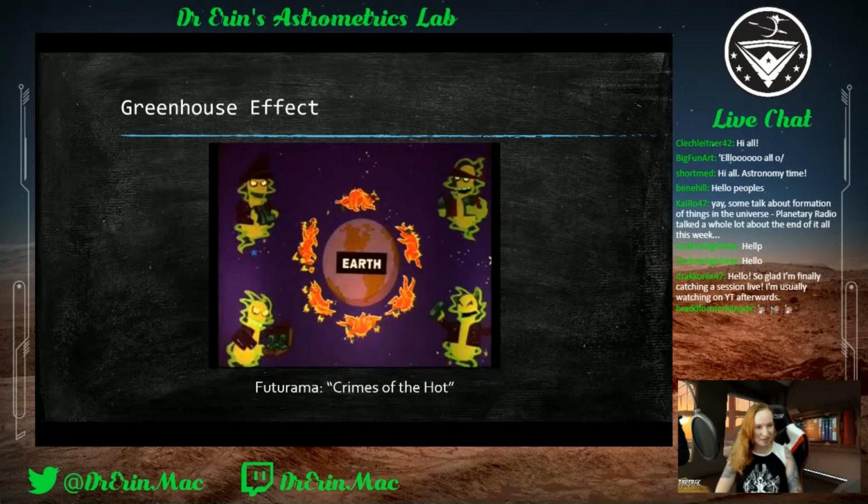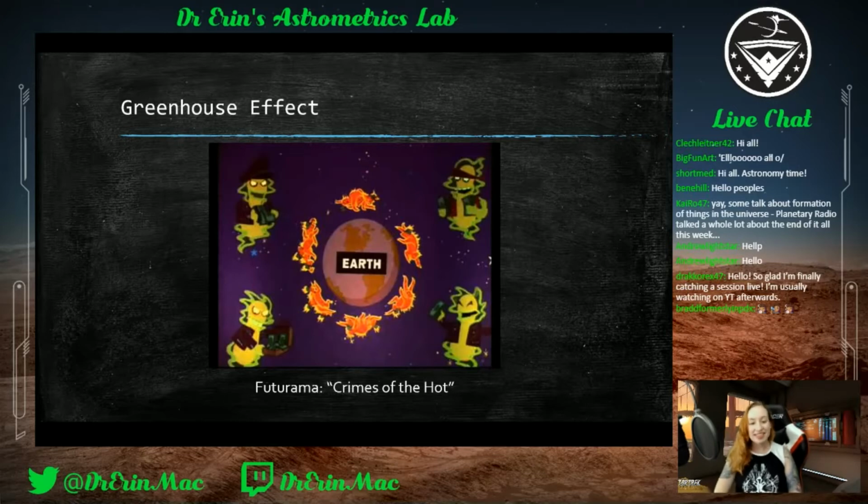But the Futurama episode Crimes of the Hot starts out with a great old-timey style science film that explains how greenhouse gases work. And the greenhouse gases are these mobster dudes here, and then the sunlight comes in, hits the earth, and then when it tries to go on its merry way, it gets beat up by the mobster dudes and the dead bodies of the solar radiation get trapped around the surface.